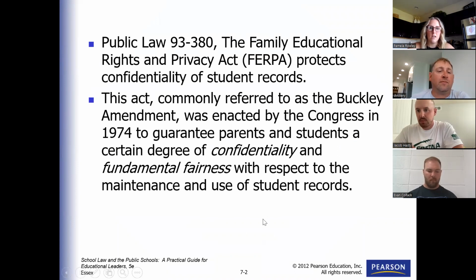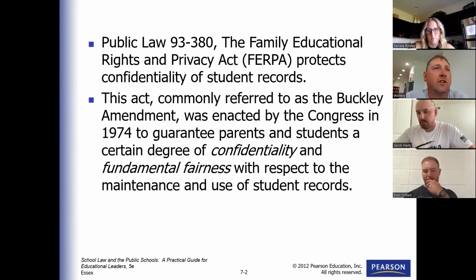So, some of the basic information: it was called the Buckley Amendment, passed in 1974. But in schools, in my former role, one of the things that constantly came up with FERPA, and I think we all have a general understanding of FERPA. When we hear the term FERPA, we think of not releasing student records and not sharing information.